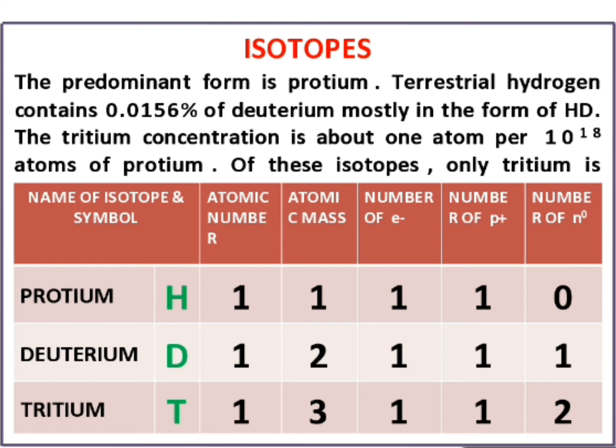So number of protons is equal to atomic number. Now number of electrons. Number of electrons is equal to number of protons. So number of electrons in all the isotopes are 1, 1 and 1.